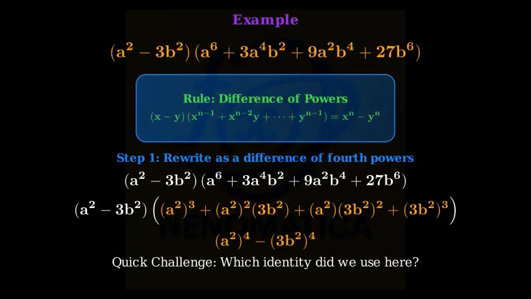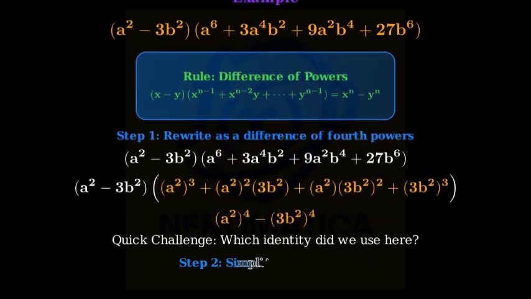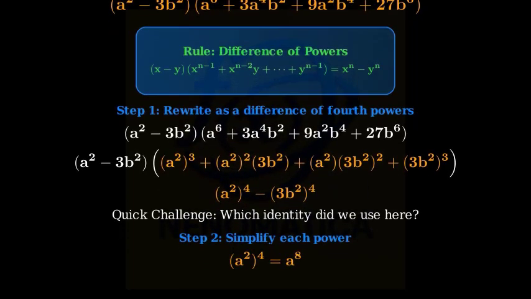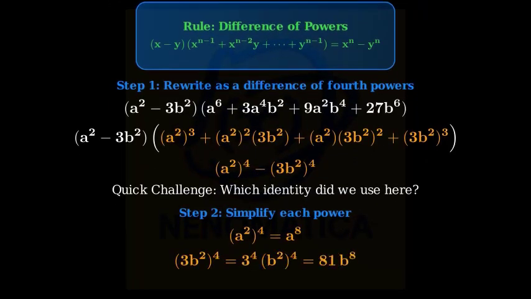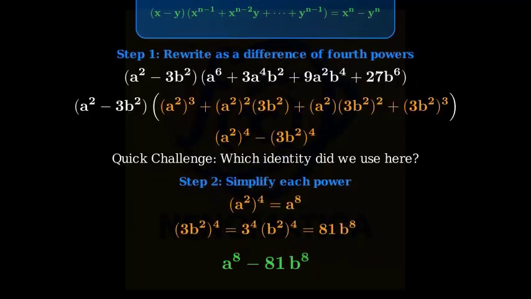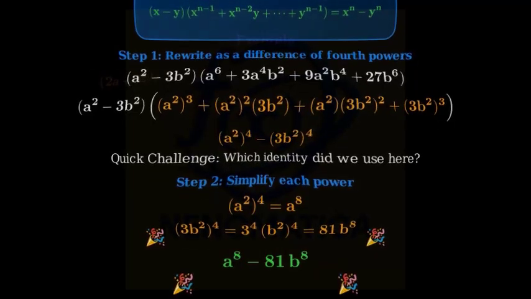Step 2. Simplify each power. We simplify (a squared) to the fourth to a to the eighth. Next, simplify (3b squared) to the fourth. That equals 3 to the fourth times (b squared) to the fourth, which is 81b to the eighth. So the overall expression equals a to the eighth minus 81b to the eighth.